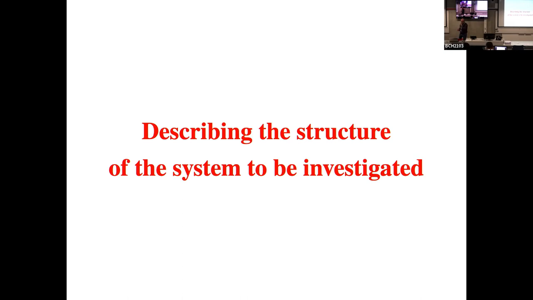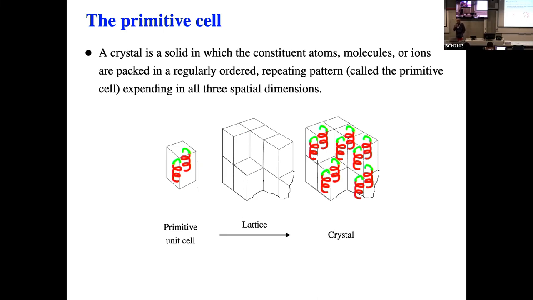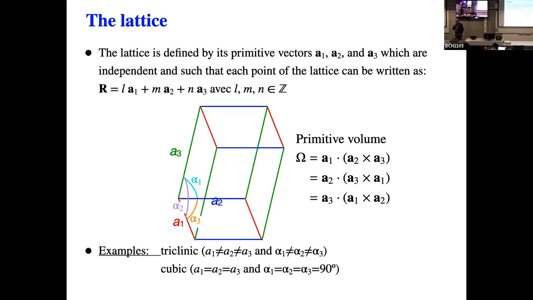So the first thing you will have to do is describe the structure of the system that you want to investigate. As you know, in solids, the crystal is something repeated with a regular pattern. You have a unit cell that is repeated in three-dimensional space. So you want to describe the primitive unit cell in such a way that, given the lattice, you can recombine the full crystal. To describe the unit cell, you need to provide the three lattice vectors A1, A2, and A3. Just to remind you that the nodes of the lattice are given by L times A1 plus M times A2 plus N times A3, with L, M, and N integers.